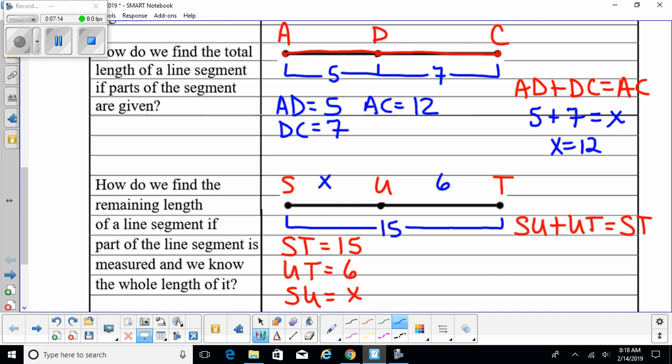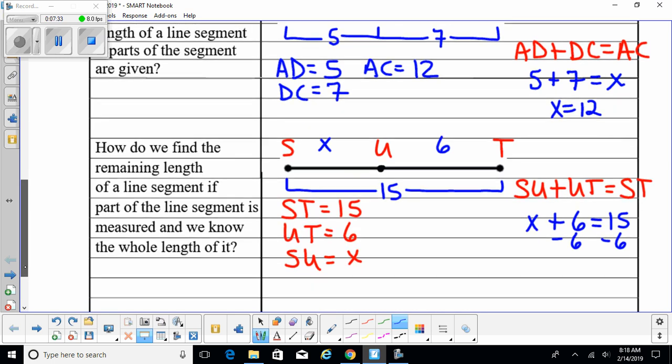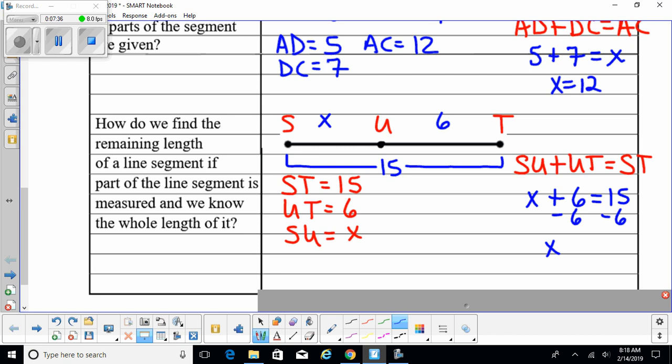I'm going to substitute now. My SU is what I'm looking for, so I put an X plus 6, which is my UT, is equal to 15. So we need to solve at this point, and we're going to subtract a 6 from both sides. So we've set up our algebraic equation, and our answer should be, what is that, 9?